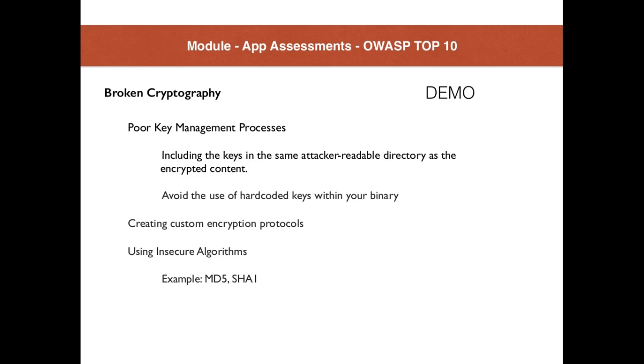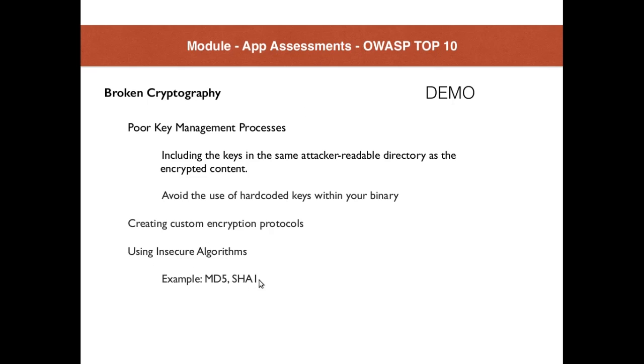The next one is creating custom encryption protocols. We have a lot of standard encryption protocols we can use, but some developers develop their own custom encryption protocols, which leaves the applications vulnerable. And the last one is using insecure algorithms. Let's say you are using an algorithm like MD5 or SHA-1. They are known to be broken. So if you are using them, again, an attacker may be easily able to exploit your application and gain access to your sensitive data. Let's have a quick demonstration of one example among these three.